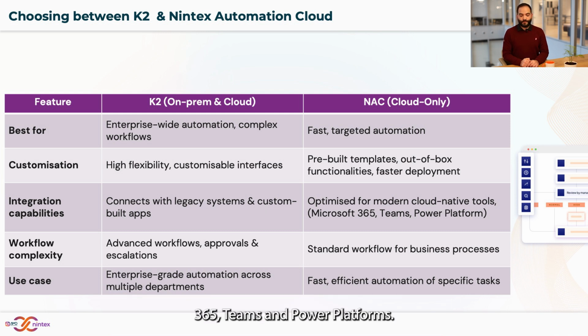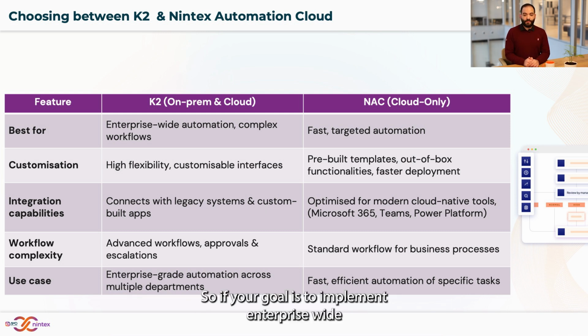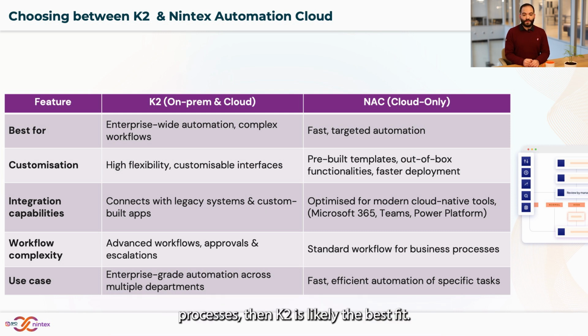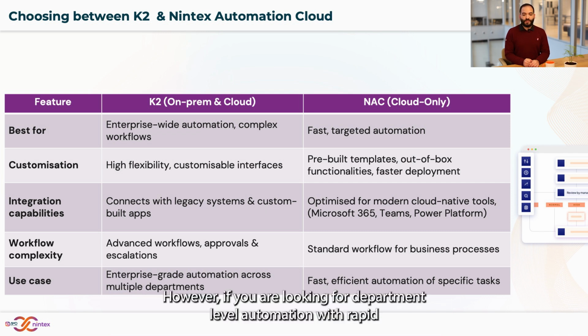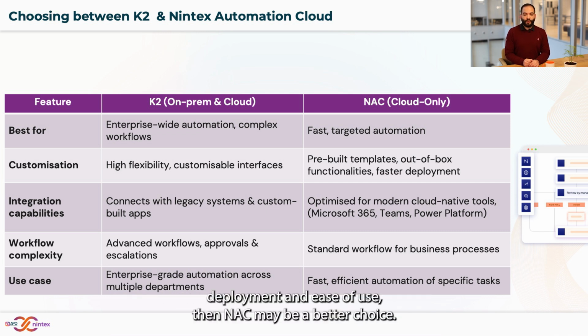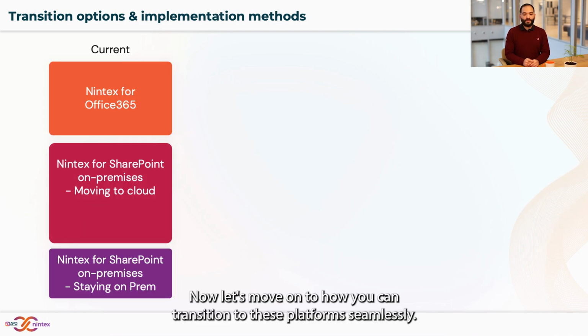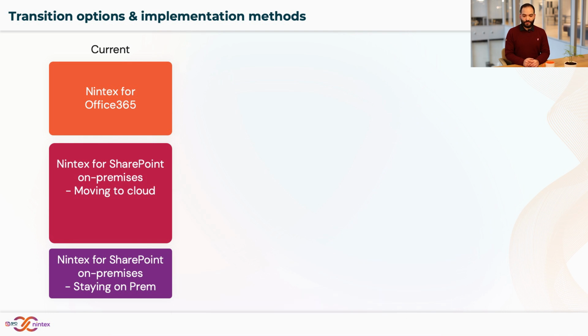and Power Platform. So, if your goal is to implement enterprise-wide automation covering multiple departments and critical business processes, then K2 is likely the best fit. However, if you are looking for department-level automation with rapid deployment and ease of use, then NAC may be a better choice. Ultimately, both platforms have their strengths. The right choice depends on your organization's structure, automation strategy, and long-term objectives. Now, let's move on to how you can transition to these platforms seamlessly.